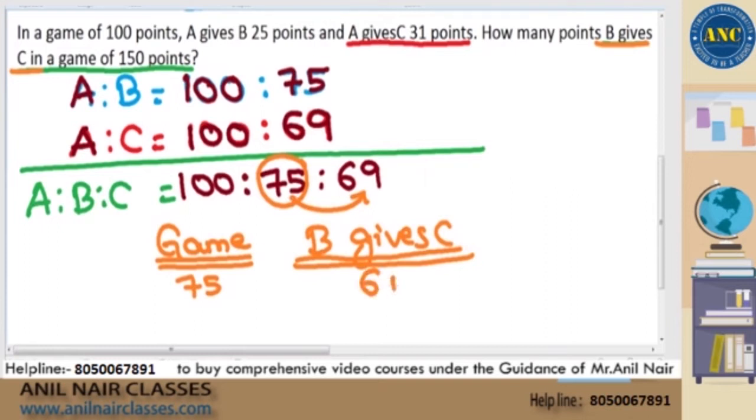It is 6 points. But according to the question, it is not a game of 75 points. It is a game of how much? 150 points. 75 into 2 is 150. 6 into 2 is 12 points. The answer for this question is 12 points.